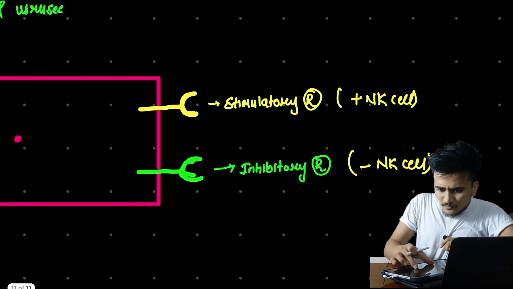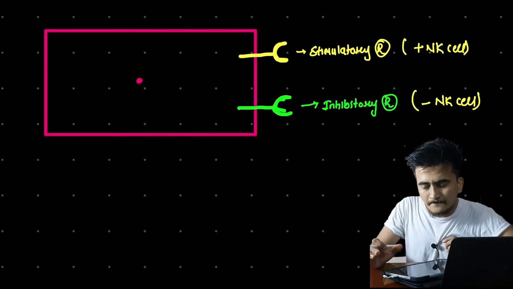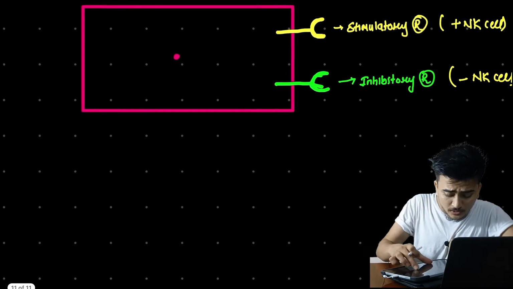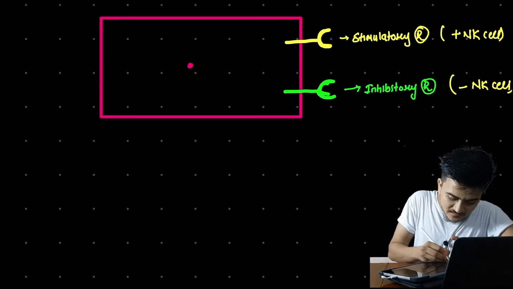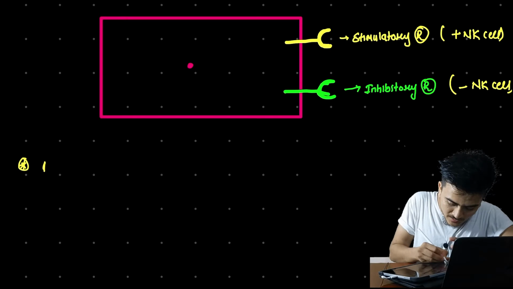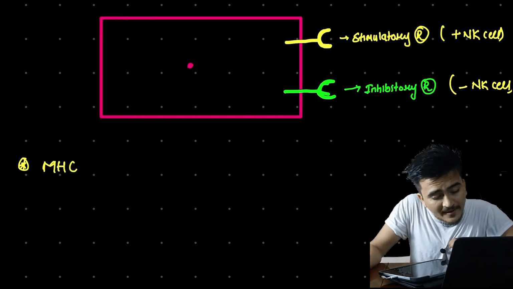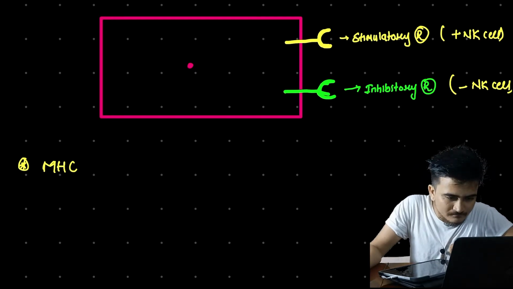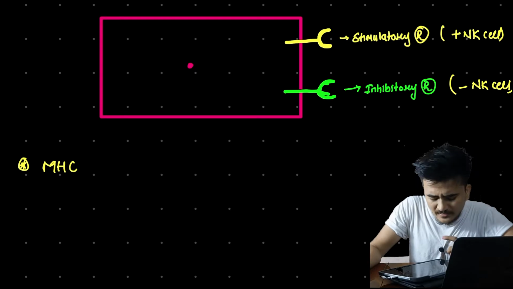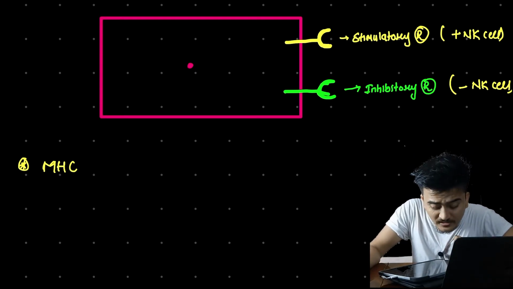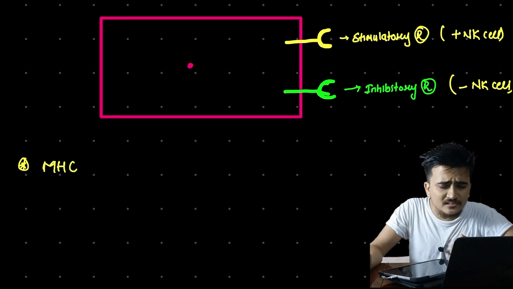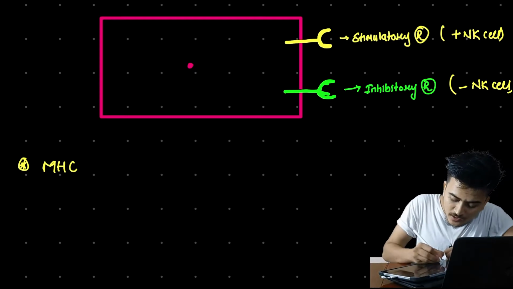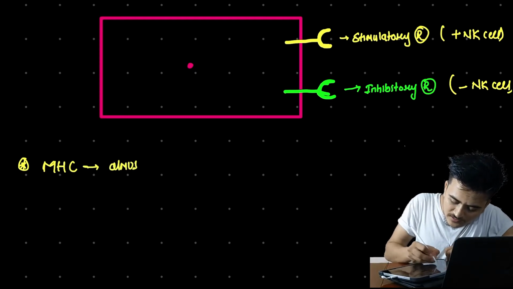Now, while talking about this, we will know an important fact, and that important fact is there is a molecule called MHC. What is the full form of MHC? Major histocompatibility complex. And what is the important point about it? The MHC molecule is found in almost all normal cells of the human body.